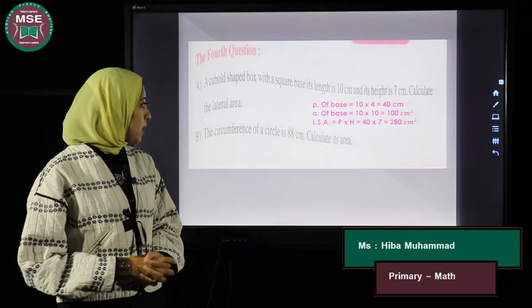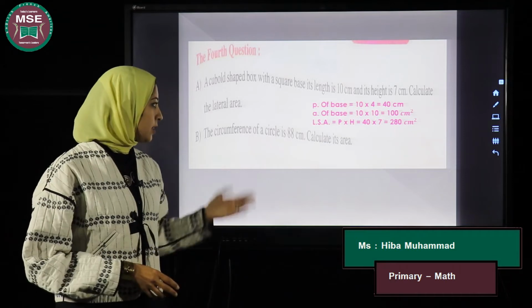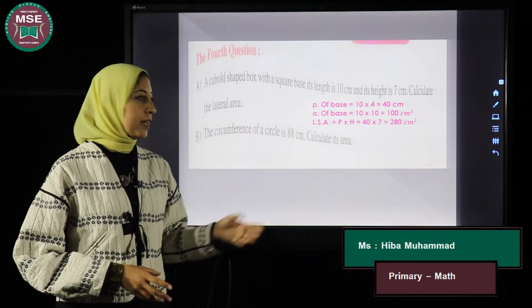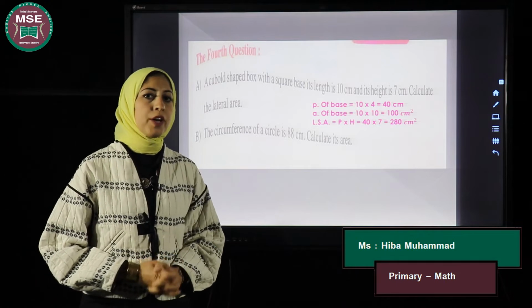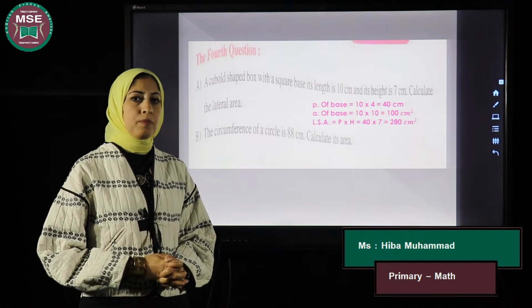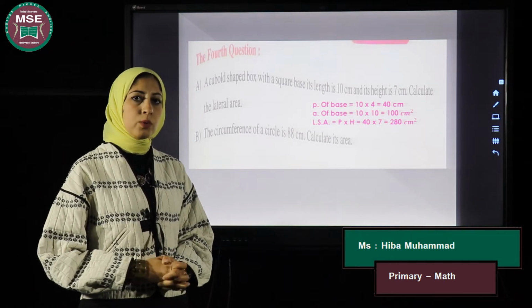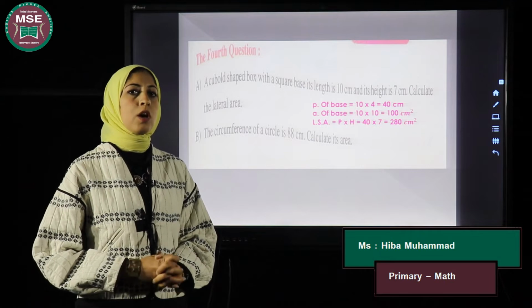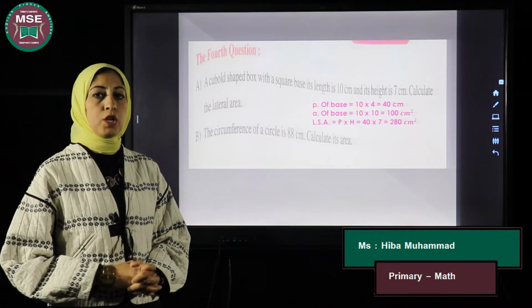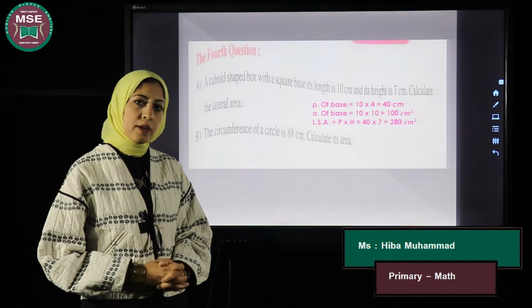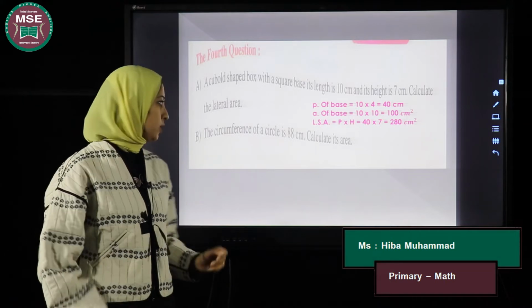Number B, the circumference of a circle is 88 centimeter. Calculate its area. Let's remember together. What's the rule of area of the circle? Yes, area of circle equals pi times radius, or pi times radius to the power of 2. So to get the area, I have to get the radius first.